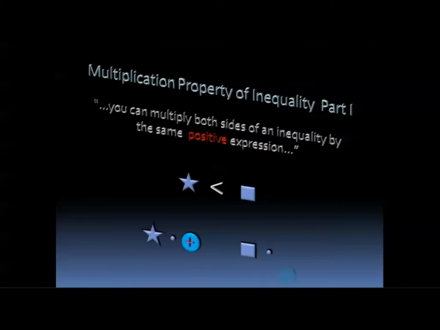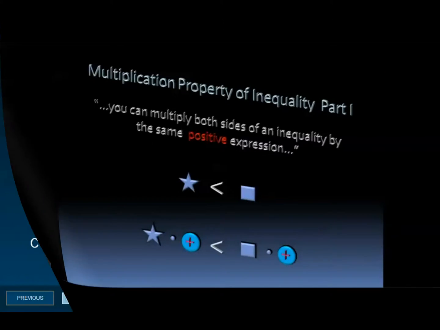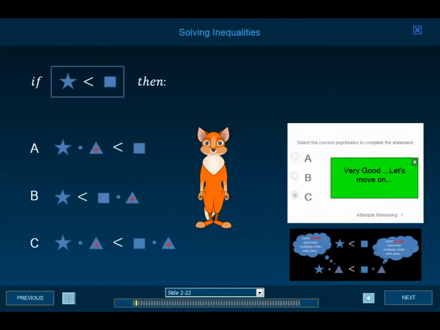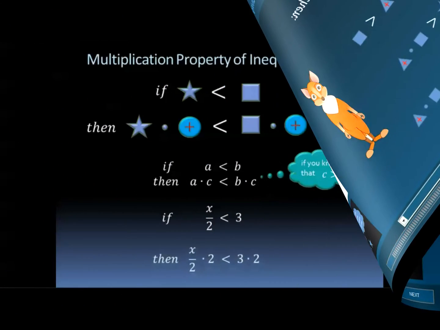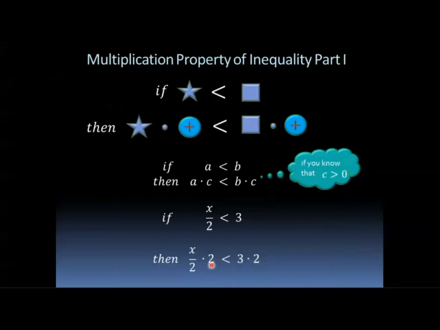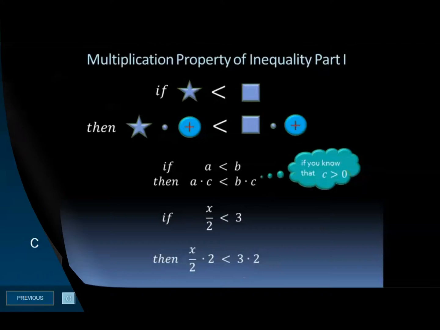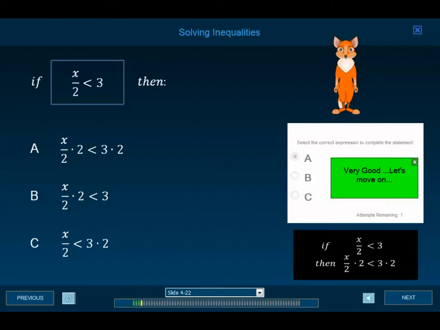Of the inequality by the same positive expression in order to still have a true inequality statement. That's right. If star is less than square, then the multiplication property of inequality shows us that answer choice C is correct. Multiplication property of inequality says that 2 times x over 2 is still less than 2 times 3. Nicely done. If x over 2 is less than 3, then x over 2 times 2 is less than 3 times 2.